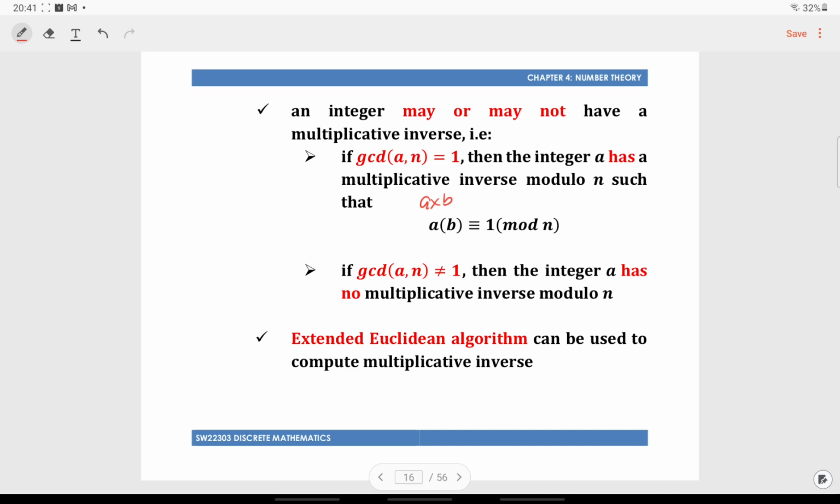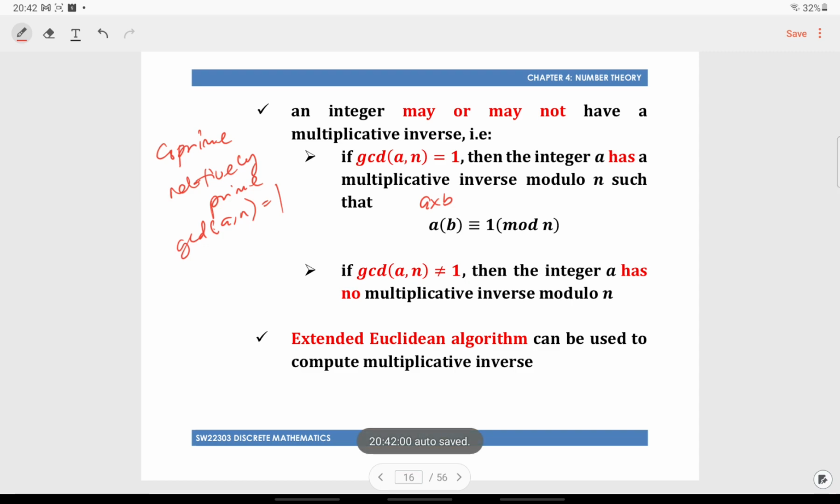When it is equal to 1, we can say that A and N are co-prime or relatively prime. With any two numbers, when the GCD equals 1, we say that the two numbers are co-prime or relatively prime. In this case, we have A and N. Because the GCD of A and N equals 1, we can say that A and N are co-prime or relatively prime.